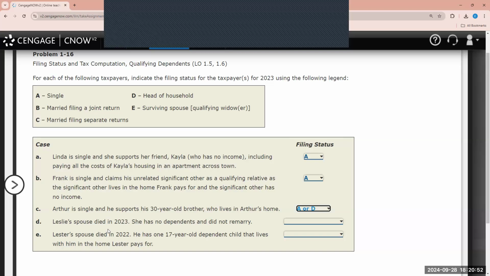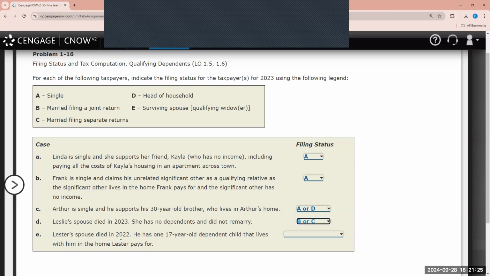D, Leslie's spouse died in 2023. She has no dependents and did not remarry. So based on this, the spouse died in 2023 and the problem is asking us what we should file for 2023. So therefore, the answer is B or C. She can choose to file a married filing joint return or a married filing separate return in 2023. She would not be able to use the qualifying surviving spouse status because there are no dependents.